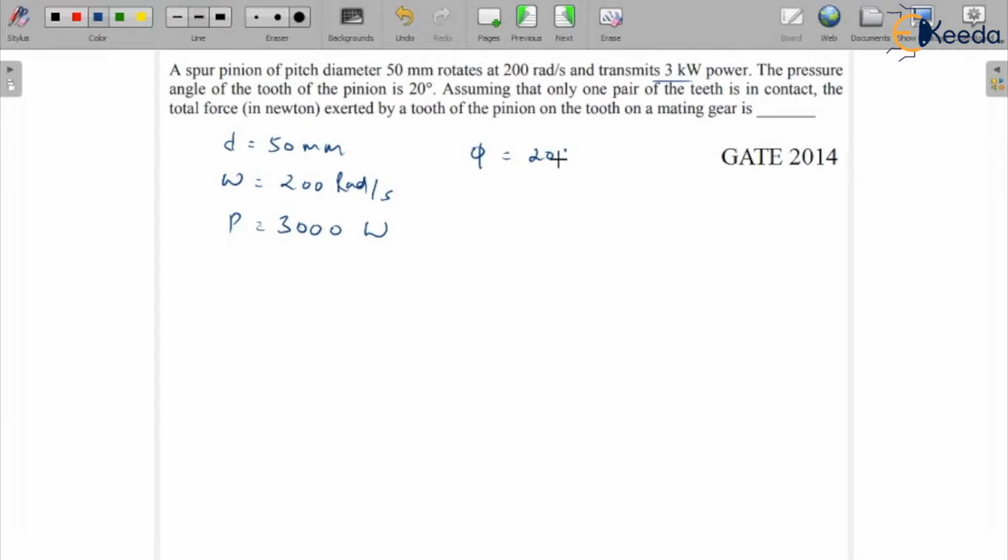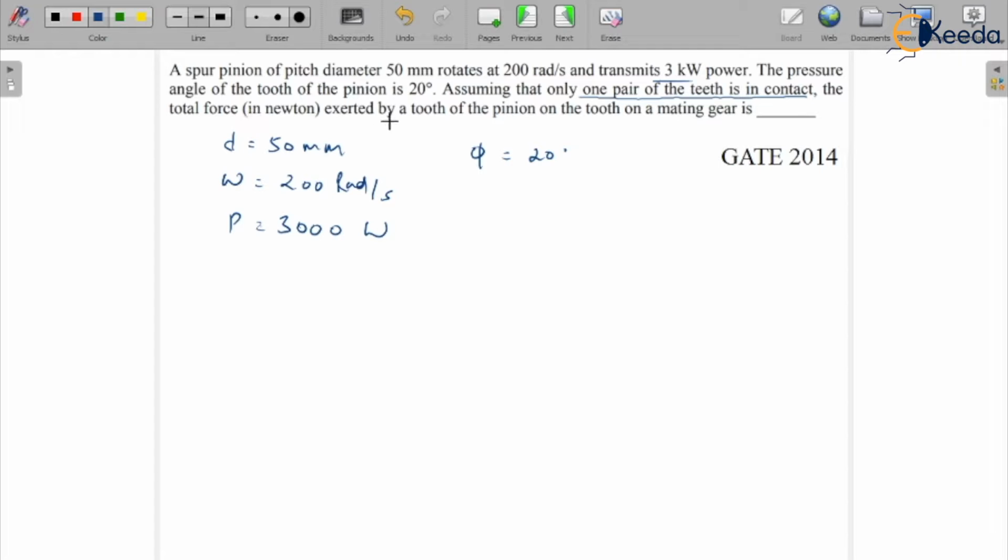Phi is equal to 20 degree, assuming that only one pair of teeth is in contact. See, this is a very important line. One pair of the teeth is in contact means contact ratio is equal to 1. Okay, so I can write contact ratio is equal to 1.